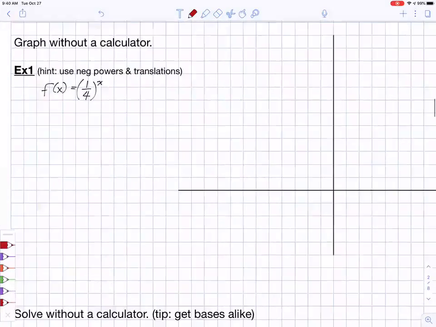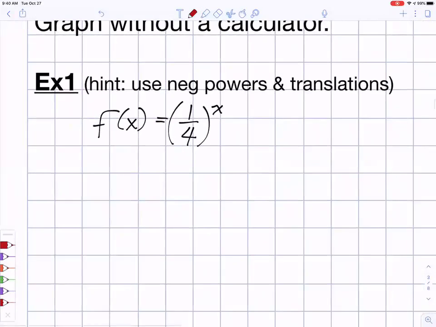Okay. Now, I gave you a hint here and I said, let's use some negative powers and translations. Does this look like one of my parents? Well, my only parent. Yeah, it does. But what is it about this one that we don't like? It's not like the example that was in the video. I've got a fraction, okay?